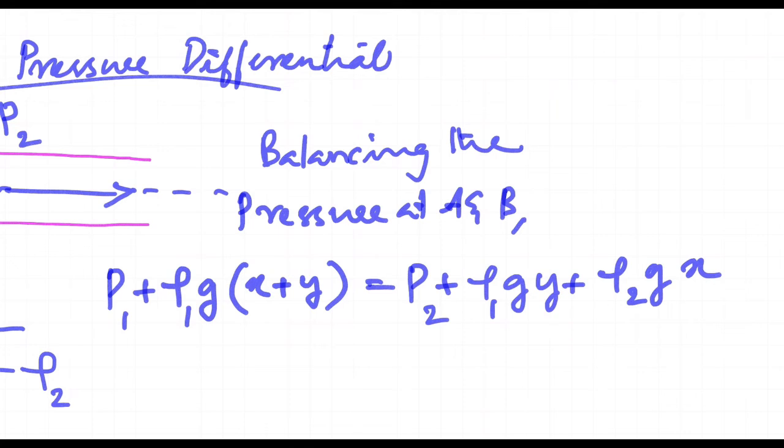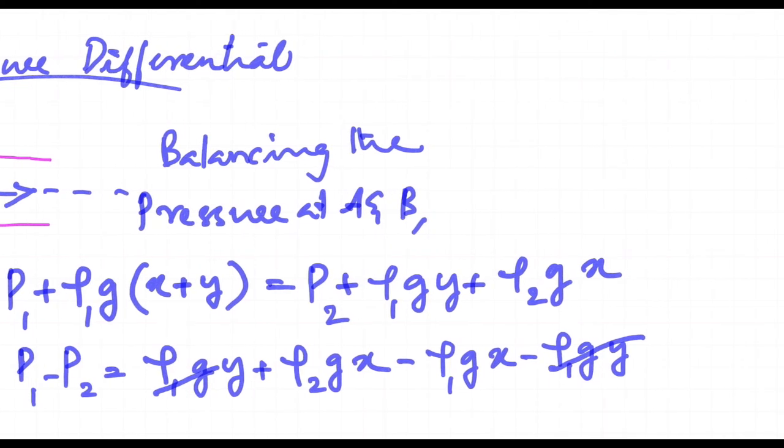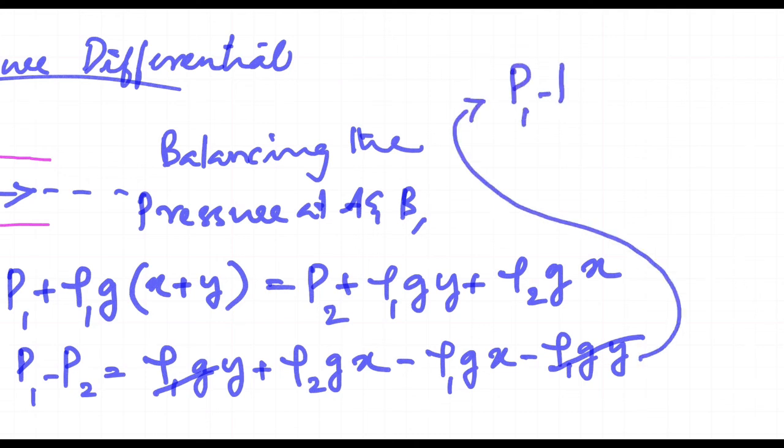If you take P2 over to one side, you can rewrite this equation as P1 minus P2 equals ρ1 g y plus ρ2 g x minus ρ1 g x minus ρ1 g y. I'm just expanding that equation, and you can cancel one term, the ρ1 g y. You have a plus ρ1 g y and a minus ρ1 g y, which cancel. If you rearrange the equation again, you will get P1 minus P2 equals (ρ2 minus ρ1) times g x.